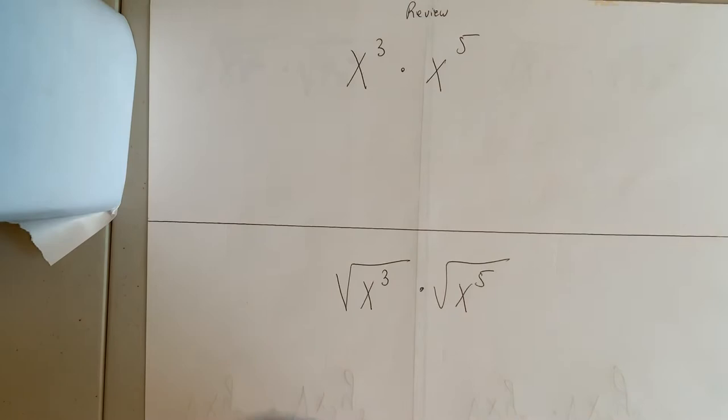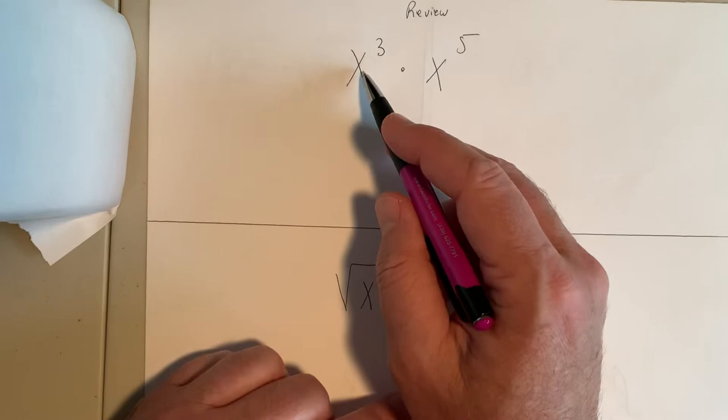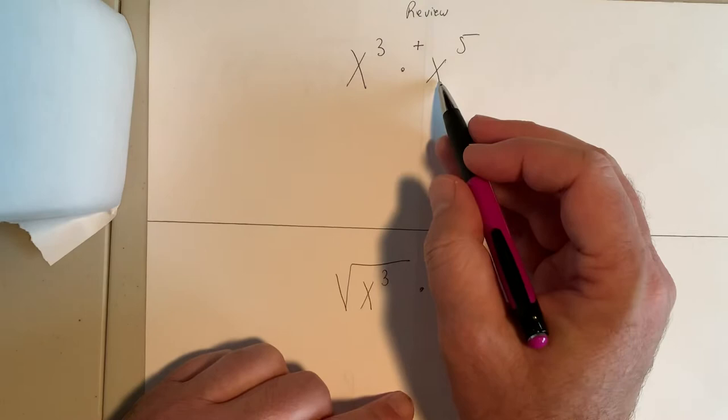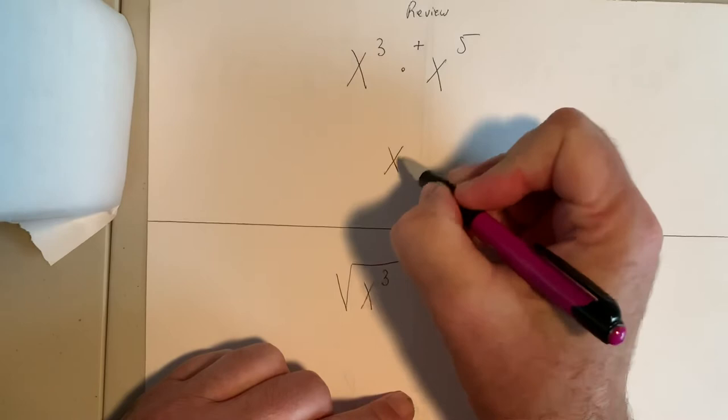All right, some more review. This is going back to several chapters ago. Remember, if you take x to the third times x to the fifth, you have like bases here. So since you have like bases, you add your exponents. So x to the third times x to the fifth is going to be simply x to the eighth. You add them. How's that work?